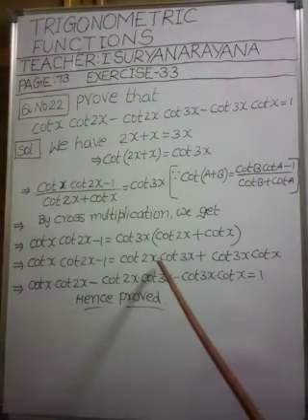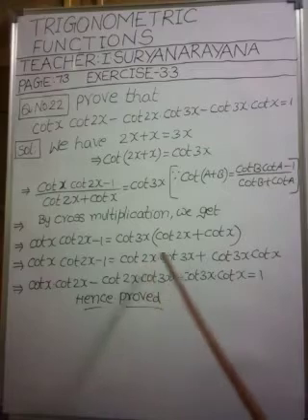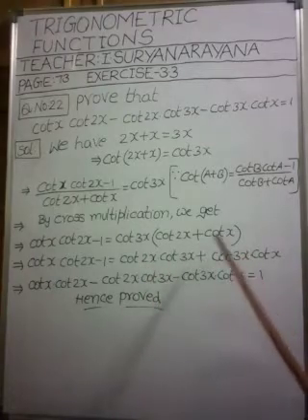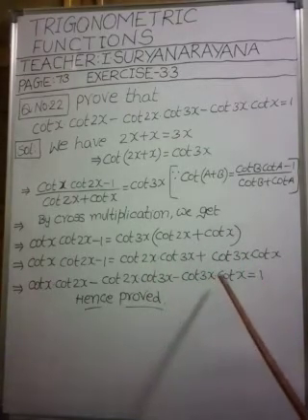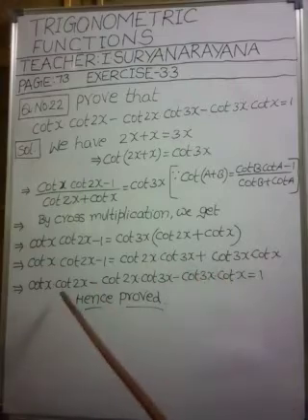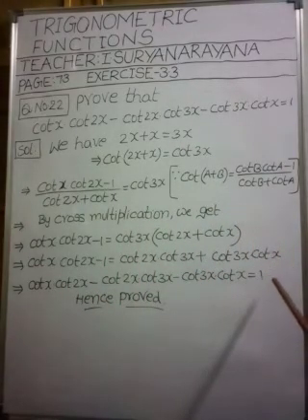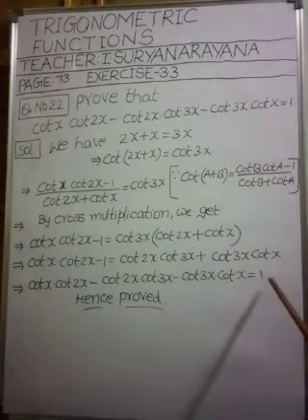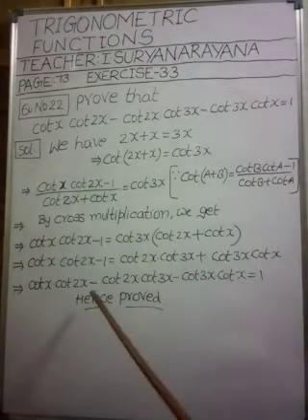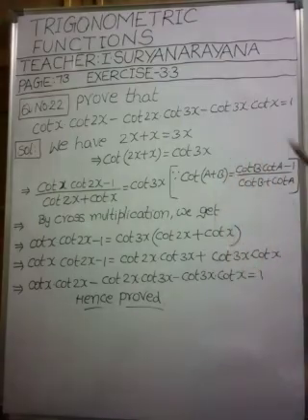This term becomes minus cot 2x cot 3x and this term becomes minus cot 3x cot x. We are writing this first term as it is. See here, minus 1 becomes here plus 1. Understood this statement, children? Right. This is nothing but the required statement. Hence, the given statement is proved. Understood, my dear children? Right.